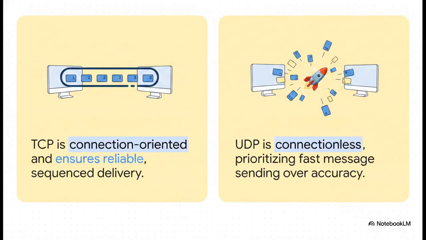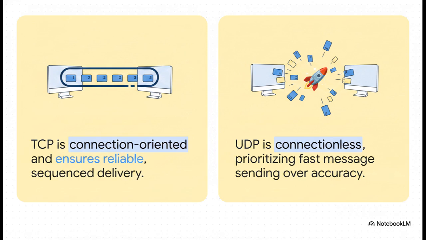Now, before we drop into the lower layers, we have to pause at the transport layer to look at a massive choice the system has to make about how your data travels. It comes down to TCP versus UDP. TCP is connection-oriented. It requires a virtual handshake before sending anything, and it sequences your data, guaranteeing reliable delivery without any errors. It's incredibly safe, but yeah, it's a bit slower.